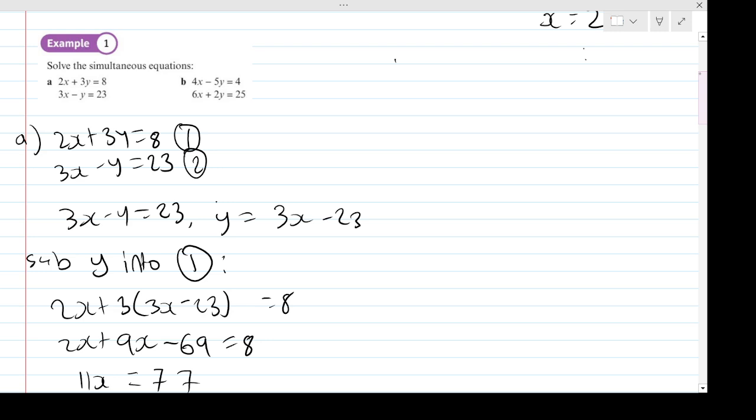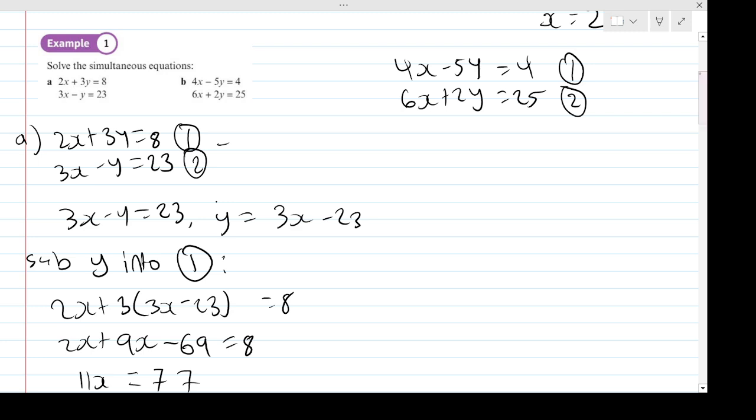We have 4x minus 5y is 4, 6x add 2y is 25. I'm going to do this one by elimination. Doesn't matter, but just want to show both methods. You call that equation 1 and 2. Again, they're different questions this time, so they're not the same. But anyway, just for the sake of clarity, I'm going to label them 1 and 2.